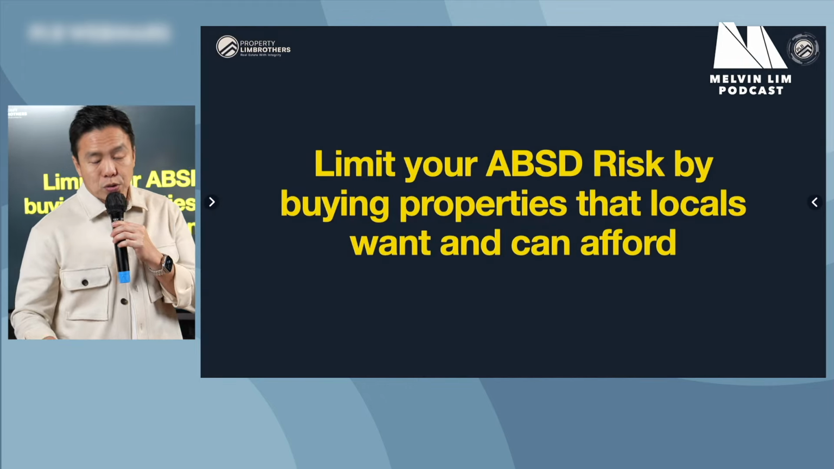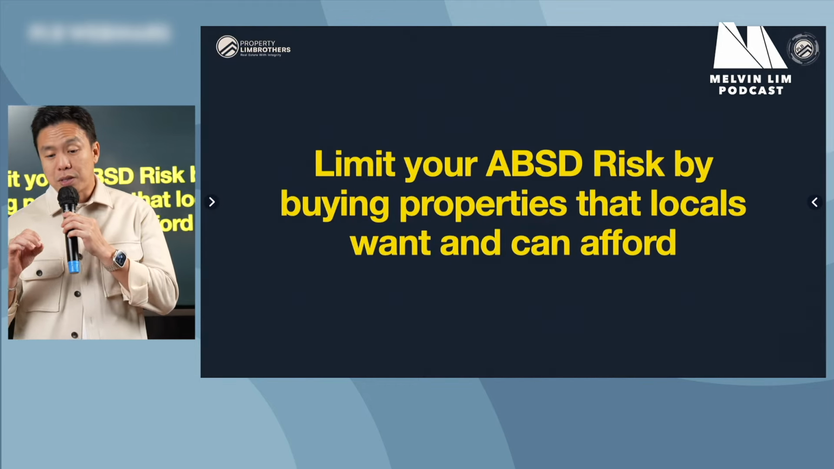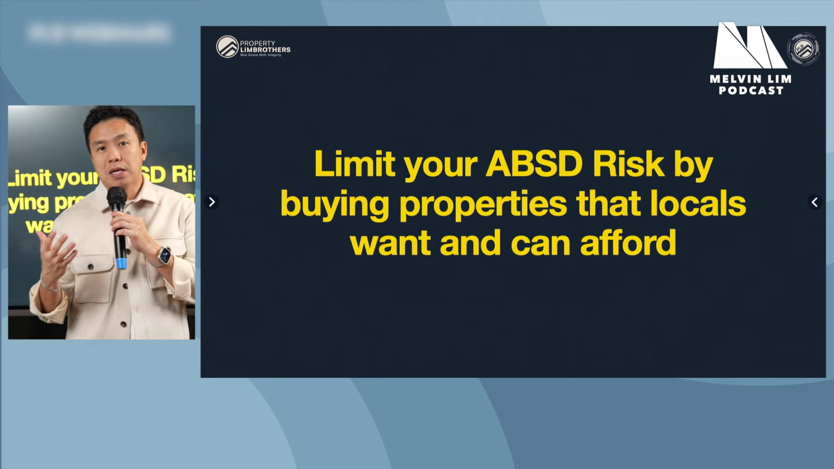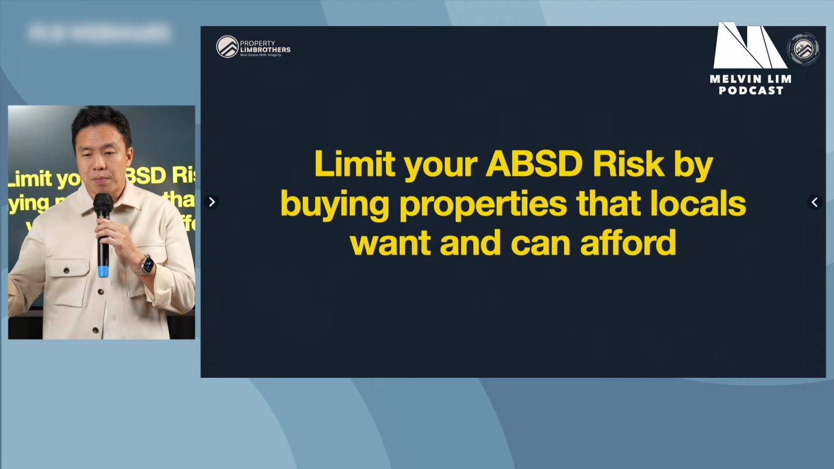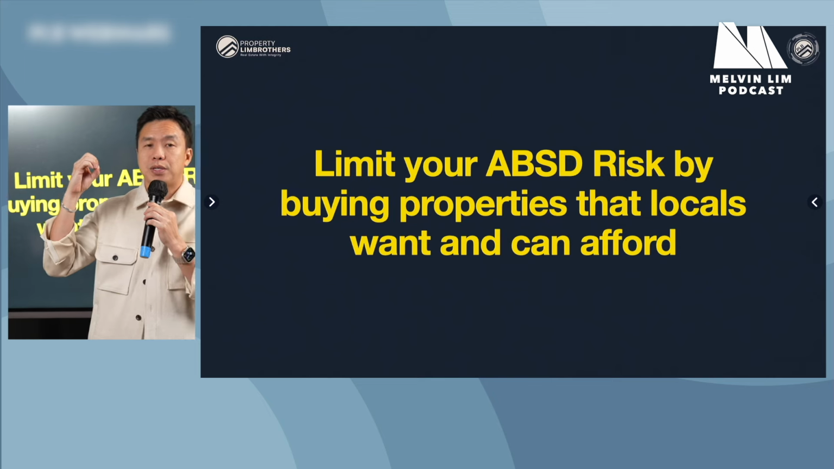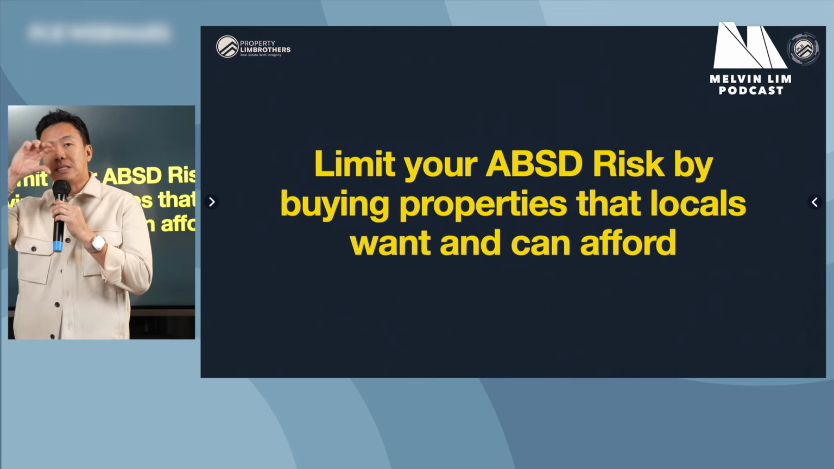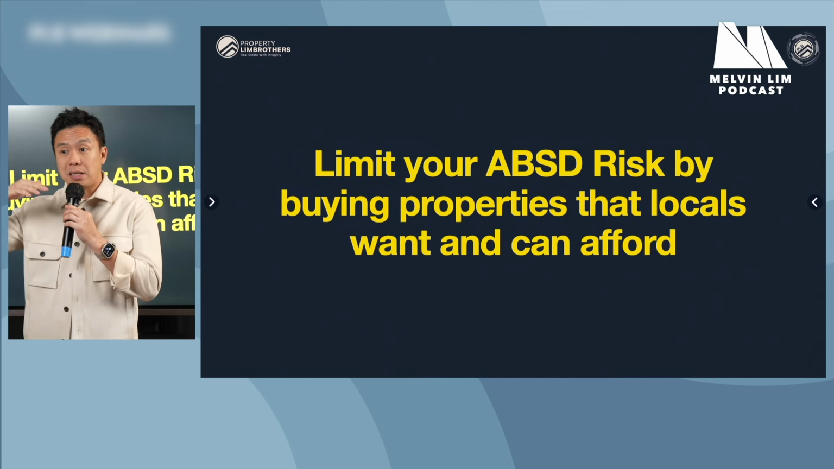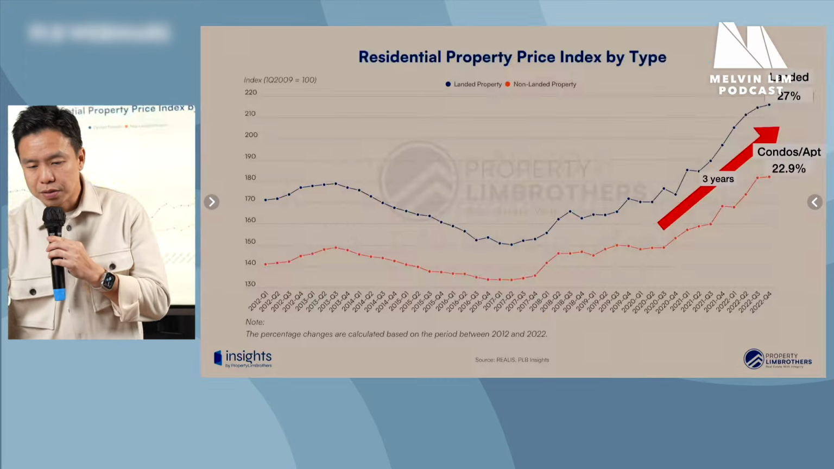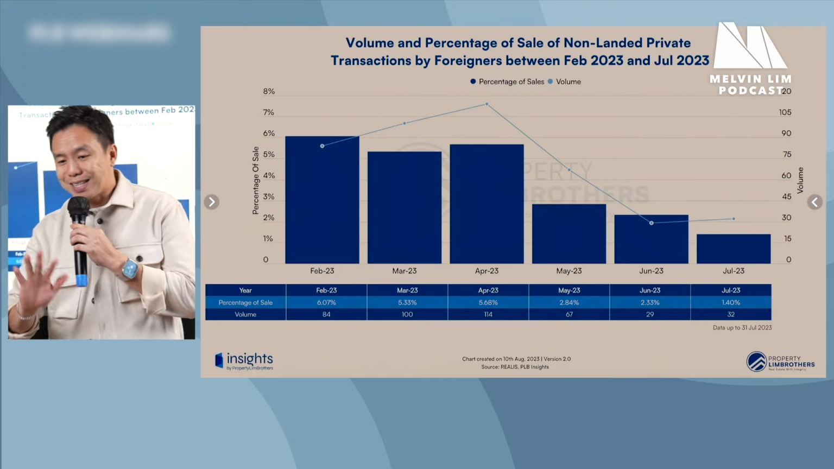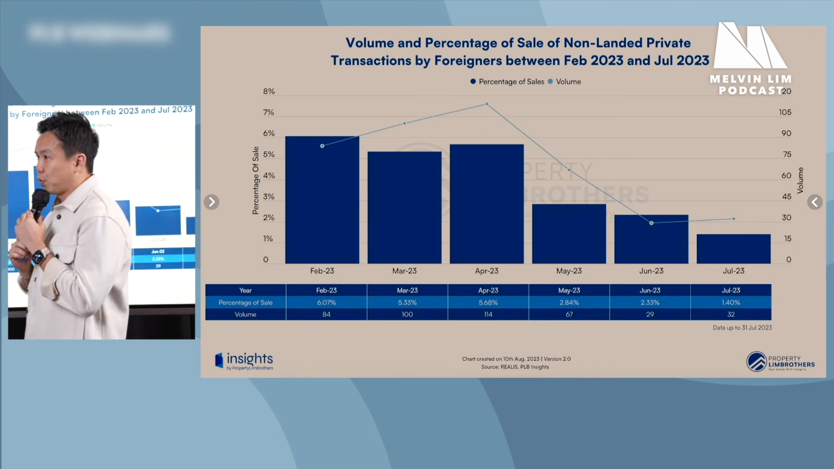So basically, in summary, limit your ABSD risk by buying properties that locals want and can afford, especially if, let's say, you have a plan to exit in 3-5 years' time. You have to take into consideration the possibility that this 60% ABSD is still in place 5 years later. You want to make sure you have a ready exit audience. So let's have a look at the second portion of the charts. Yu Rong, take it away.